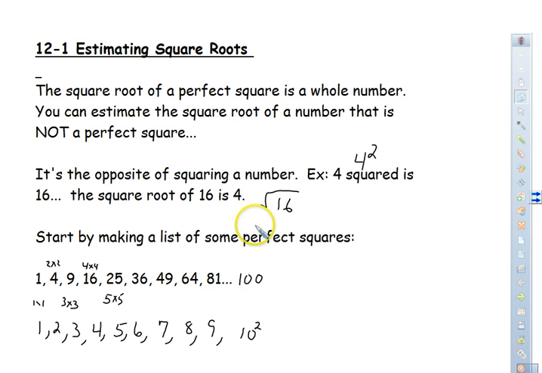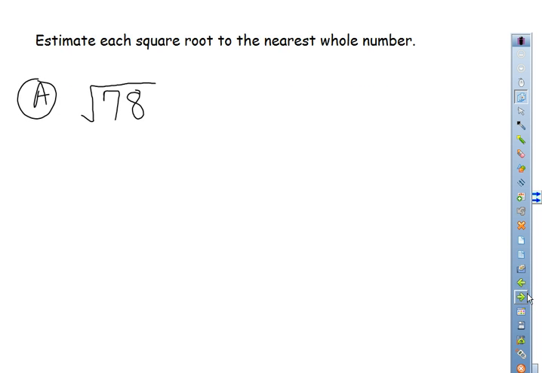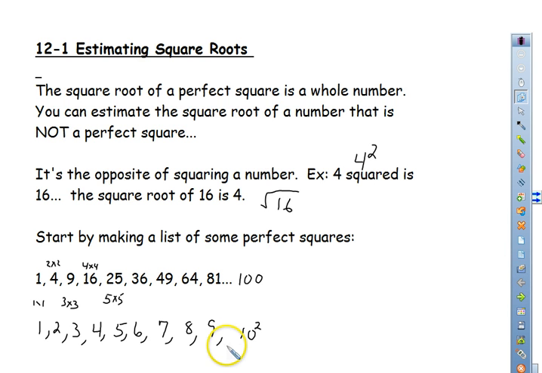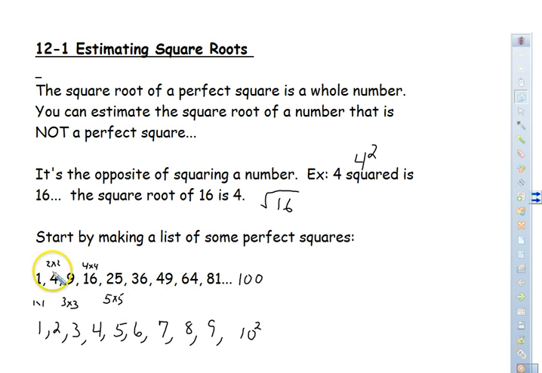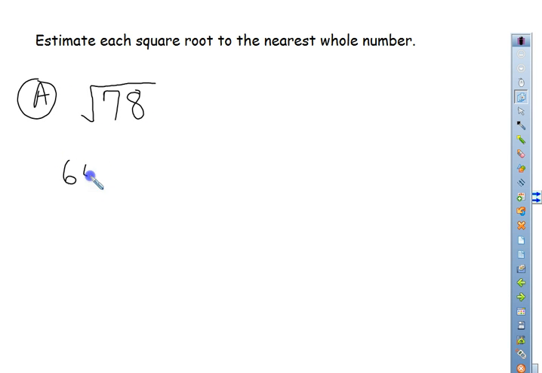What we're going to do is estimate, because not every number is a perfect square. So for example, let's look at this first problem. It says estimate each square root to the nearest whole number. What you're trying to do is go back and look at this list. We're looking at 78. What does 78 land between? It lands between 64 and 81. So the square root of 64 is 8, and the square root of 81 is 9.